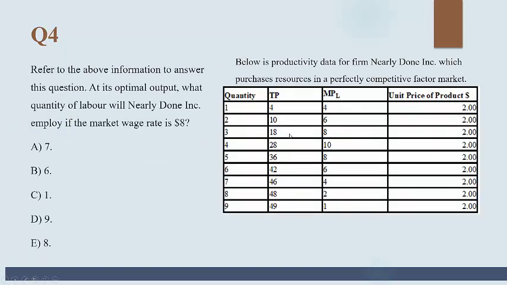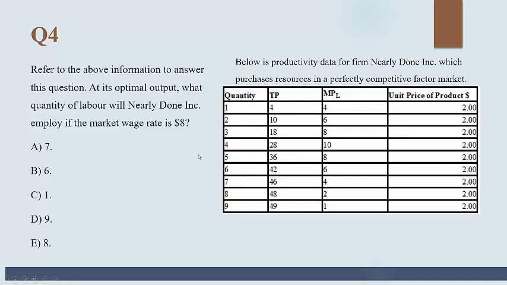Okay, so for this question we have a table. We have the quantity of the input, so this could be labor. We have the total product. If we hire 2 workers, the total product would be 10. So when we hire the second worker as opposed to the first worker, they increase total production by 6. So their marginal product of labor is 6, and we're given the unit price of the product. Now the question is asking, at its optimal output, what quantity of labor will this firm want to employ if the market wage is $8? Okay, hit pause.